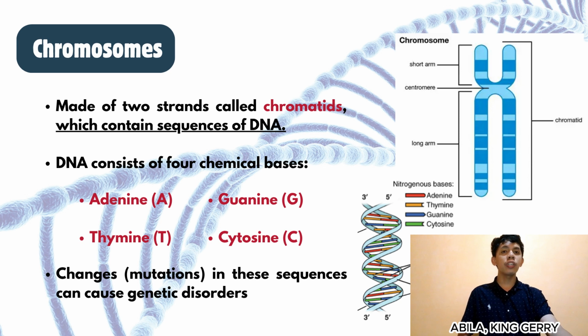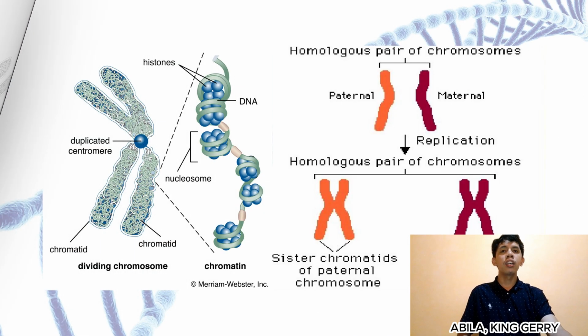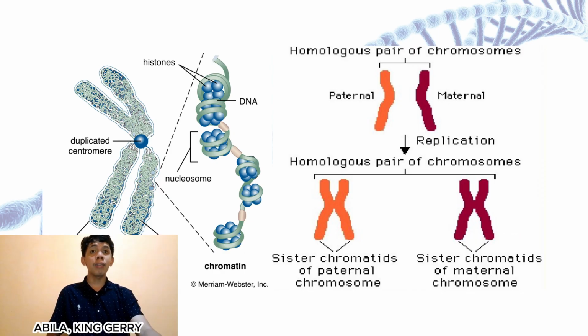The next slide showcases the structure of a chromosome, in which it consists of a long arm, a short arm, a centromere, and strands, which we call chromatids. The next slide shows our DNA tightly wound around proteins, which we call histones, in order to form chromatin. And the next image on the right showcases the homologous pair of chromosomes you see here, which showcase the paternal and the maternal contributions.